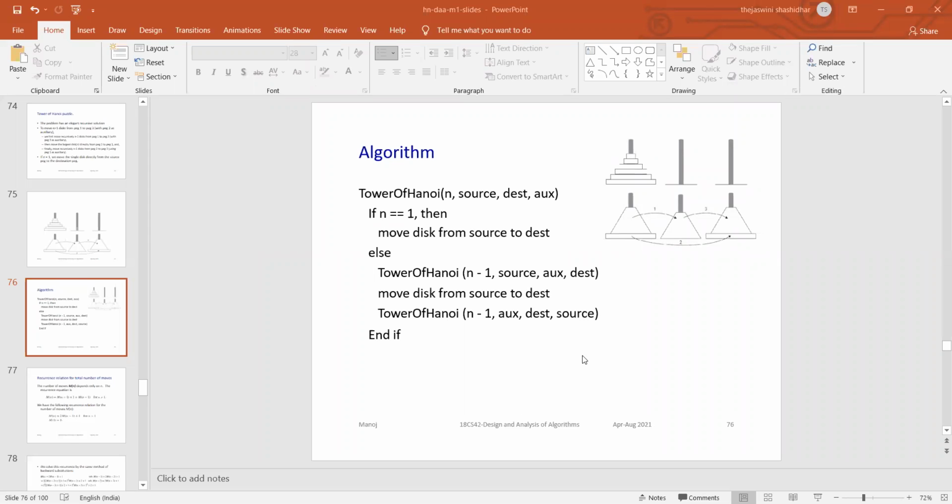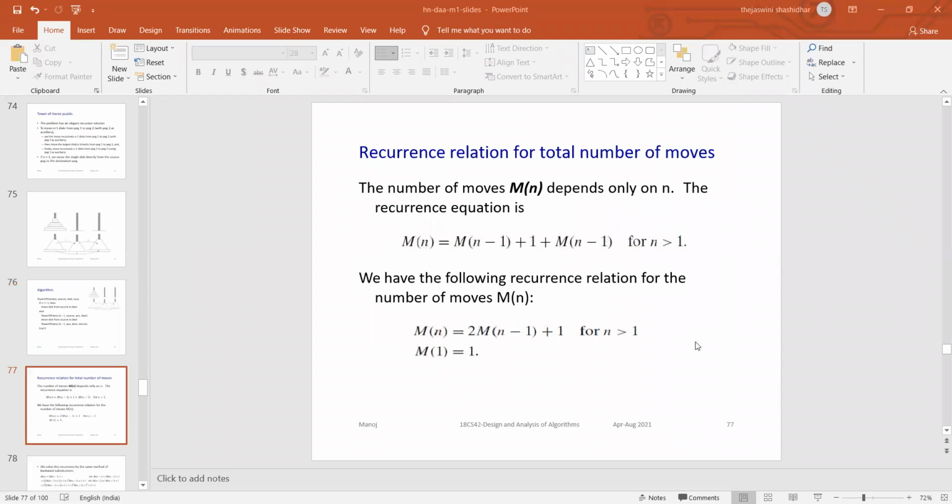So come for the recurrence relation. So add all the three. So step 1, n minus 1 disk. Step 2, 1 disk. Step 3, n minus 1 disk. This is the relation. So you can go through. This is the recurrence relation. So the recurrence relation depends on n.